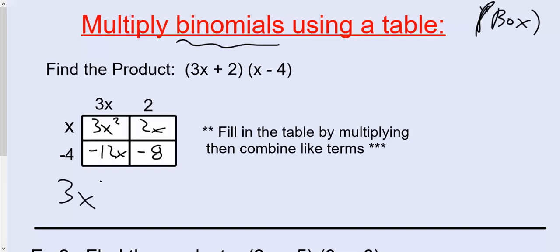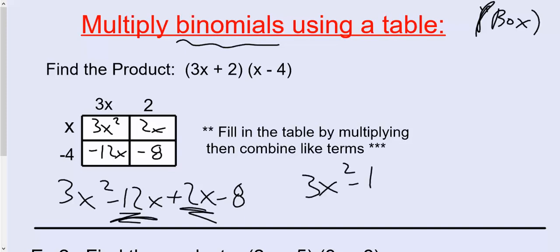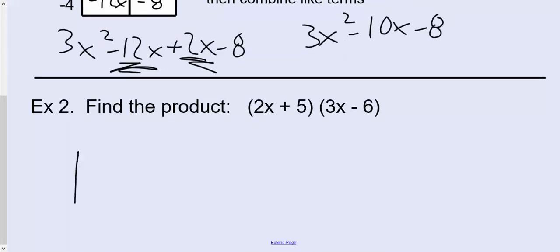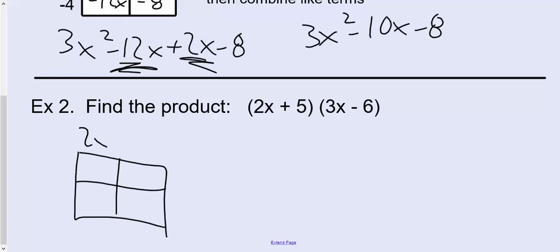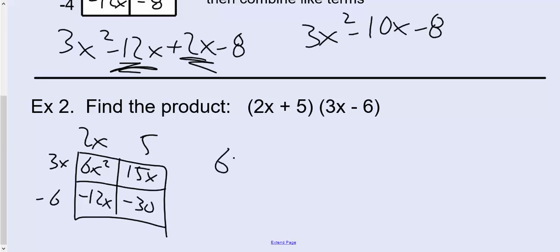So what you're going to do then is write it out. Make sure that you have your signs correct. Then combine like terms. Here's a like term. So 3x squared minus 10x minus 8, and that will be your answer. Alright, here's another example. 2x plus 5 times 3x minus 6. 6x squared, 15x, negative 12x, and negative 30. And if you wanted to combine the like terms, you have the 15x and the negative 12x. That's going to be 3x, so 6x squared plus 3x minus 30, and that will be your solution.